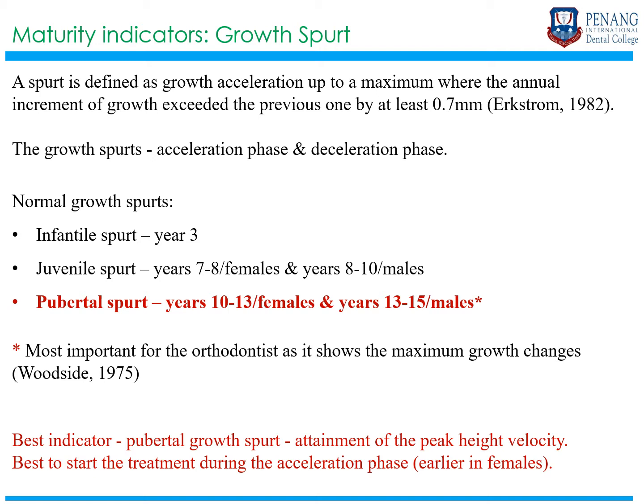So it has three stages. One is the infantile spurt, which occurs at year 3 in either of the sexes, and juvenile spurt occurs at years 7 to 8 in females and years 8 to 10 in males, and the important spurt, which is pubertal growth spurt, occurring at years 10 to 13 for females and years 13 to 15 for males.